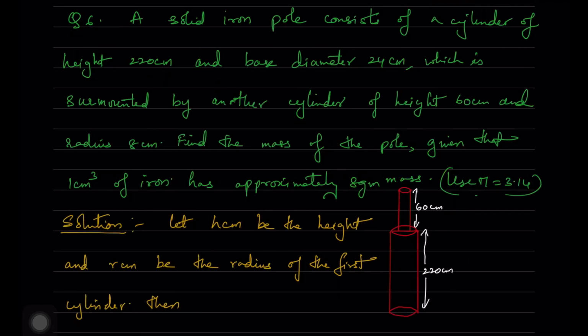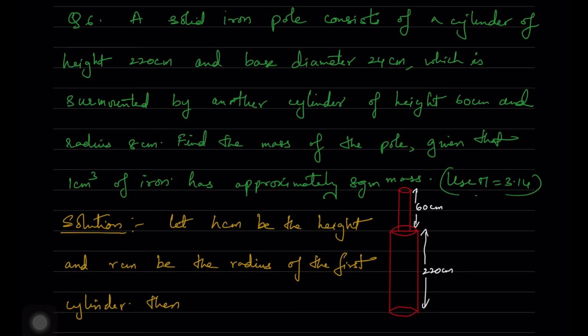Next question. A solid iron pole consists of a cylinder of height 220 centimeters and base diameter 24 centimeters, which is surmounted by another cylinder of height 60 centimeters and radius 8 centimeters. Find the mass of the pole given that 1 centimeter cube of iron has approximately 8 grams of mass. Use pi is equal to 3.14.